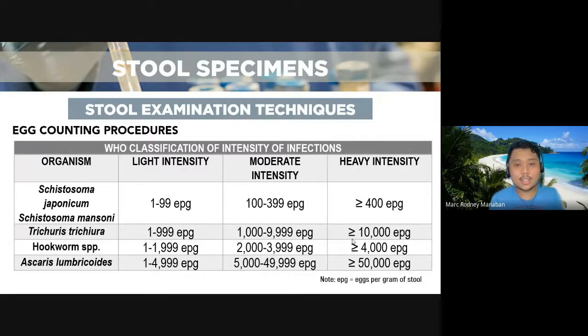Whereas for Ascaris, it needs to be 50,000 before you interpret the infection as heavy intensity. So that's for your egg counting procedures. Again, the main purpose is for assessing intensity of infection and also, in a way, assessing your treatment effectiveness. So those are your egg counting procedures.